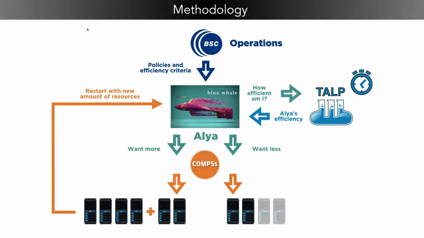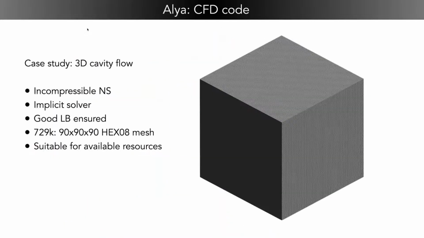So we ask TALP if we are efficient, and TALP tells us, okay, you have a good parallel efficiency, or bad parallel efficiency. If the parallel efficiency is good, maybe we can ask for more resources. If it's bad, we should ask for fewer resources, because we are underusing the resources. This is a bad thing for the operations department, because we are losing money. So what we do then is restart. We ask COMS to expand or reduce the resources, and I restart with a new amount of resources.